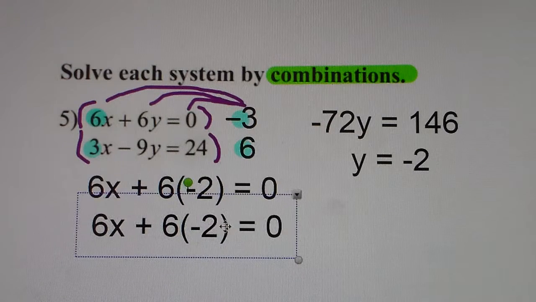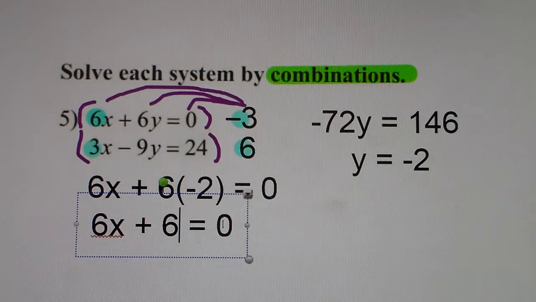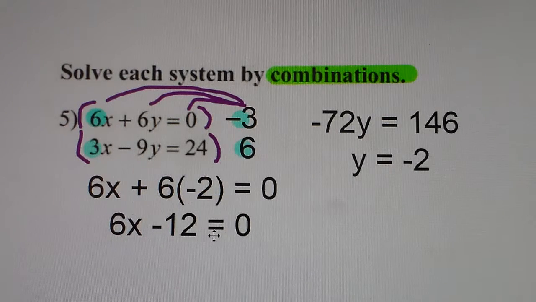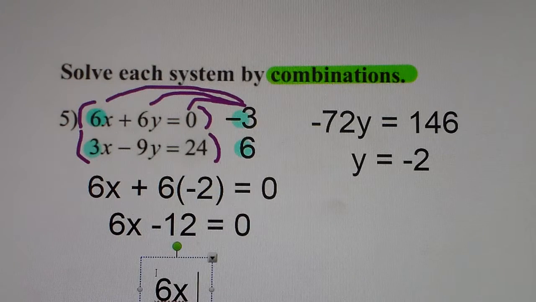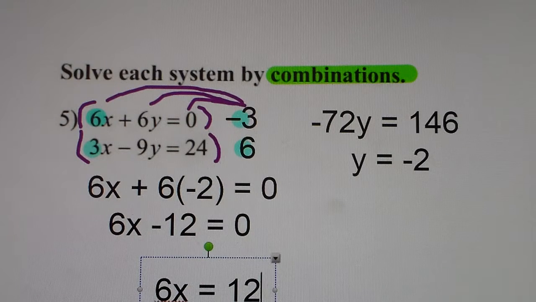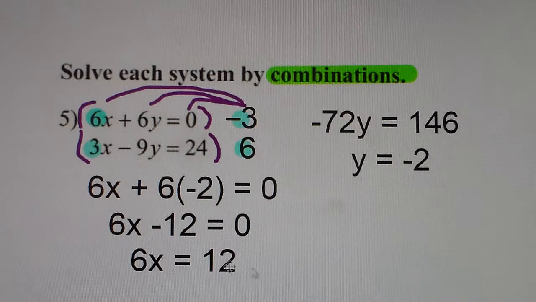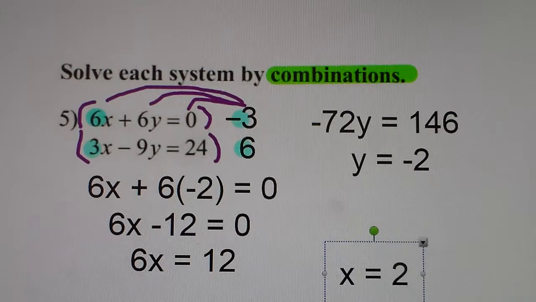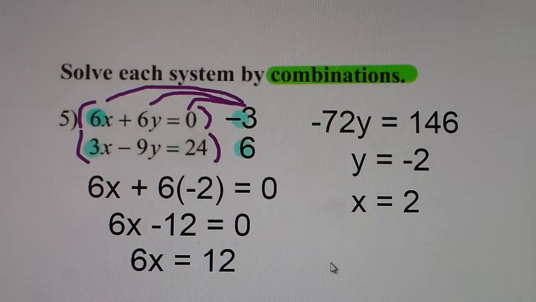So we're going to have 6x minus 12 equals 0. Add 12 to both sides, and you get 6x equals 12. And then divide both sides by 6, and you're going to get x equals 2. So your final answer is (2, -2).